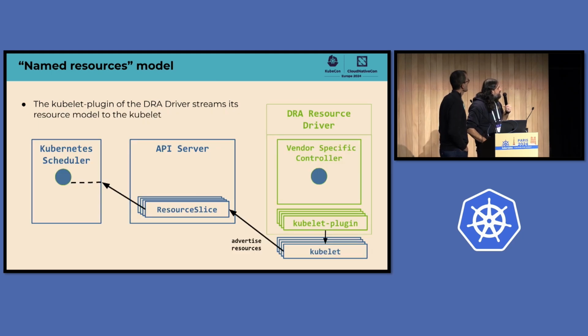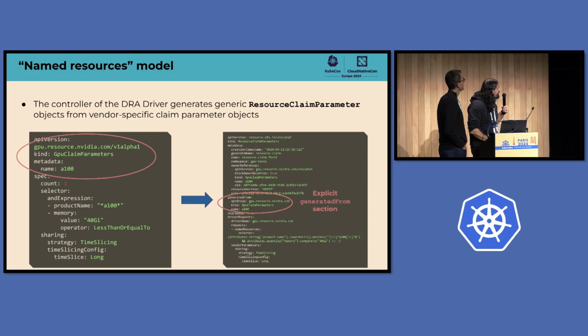And so from that picture that Patrick showed a minute ago, this is the bottom half of what we're now doing with the structured parameters model, where our kubelet plugin advertises these resources over that streaming interface to the kubelet. The kubelet uses those to advertise them back to the Kubernetes scheduler using this resource slice object in the API server. And then the second half of what we do is continue to support this vendor-specific API for selecting and configuring your resources.